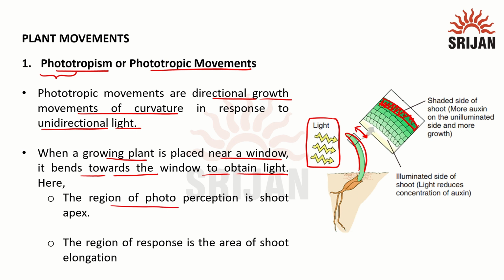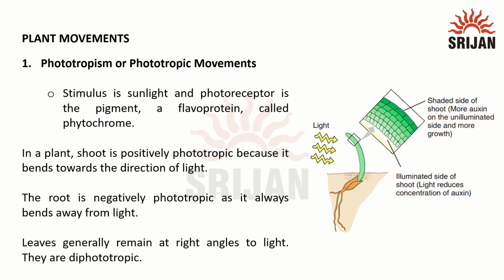The region of photoperception is the shoot apex, and the region of response is the area of shoot elongation. Now the stimulus is sunlight, and the photoreceptor is a pigment, that is a flavoprotein known as phytochrome.